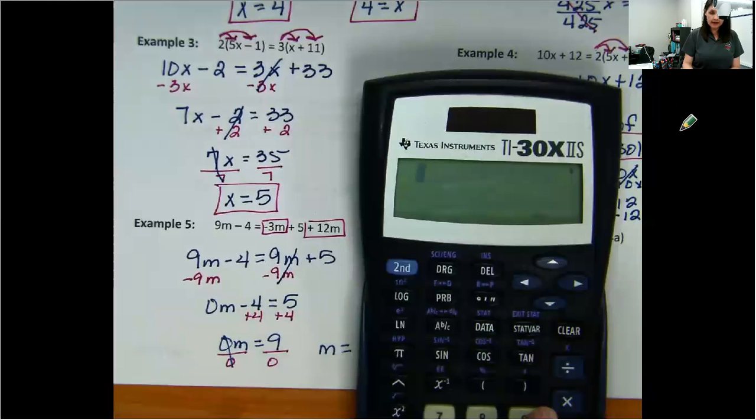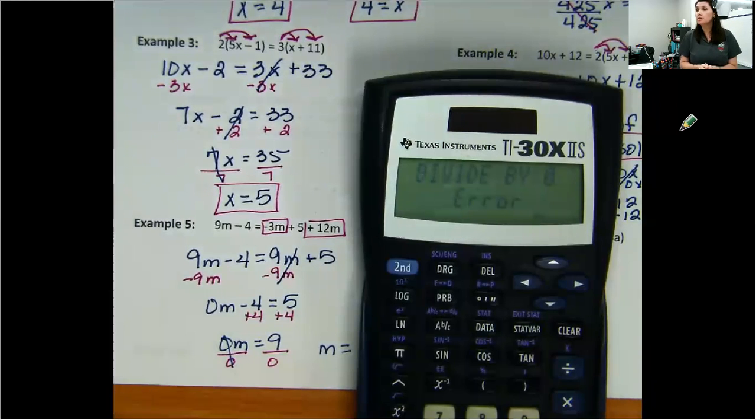If you have a calculator out, let me show you something. I'm going to take my 9 and divide it by 0. What did I get? Error. That means that there is no solution.